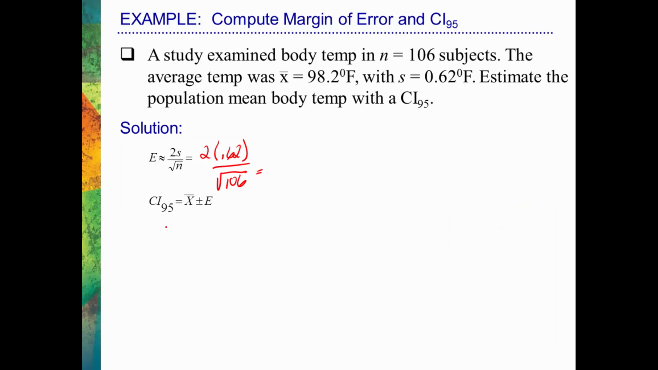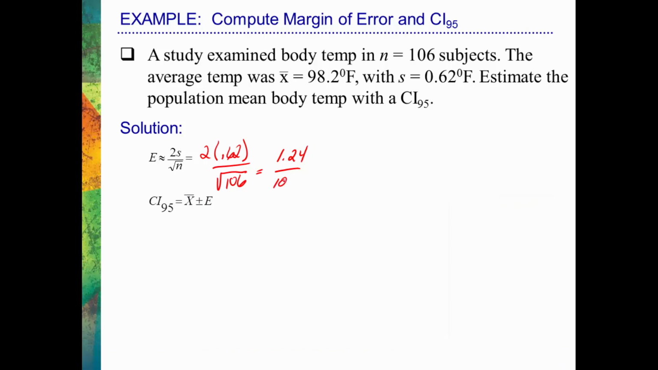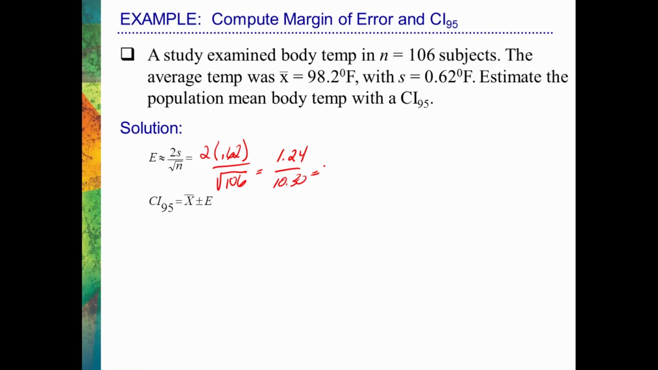So we've got 1.24 divided by, let's find the square root of our sample size there. We want 106, and I'm going to take the square root of that. That equals 10.295. We'll call that 10.30. All right, let's just do the math on that real quickly. We've got 1.24 divided by 10.3, and that equals 0.12. So our margin of error in this case is just 0.12. It's a relatively small value.